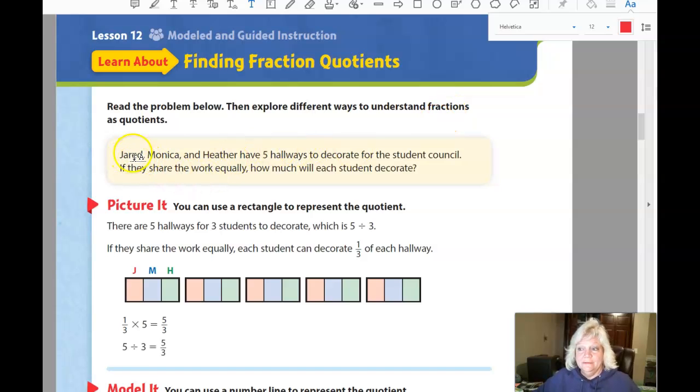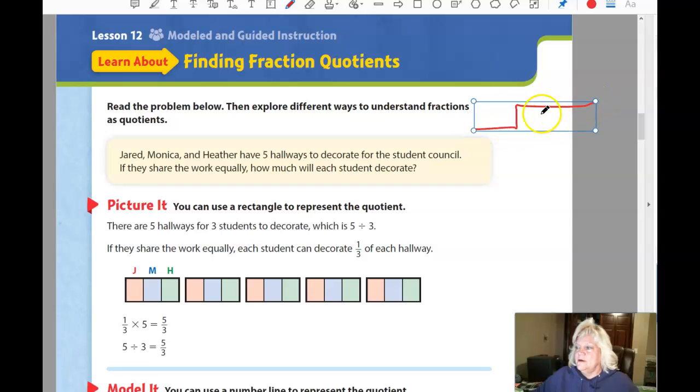So I've got Jared, Monica, and Heather, and they have 5 hallways to decorate for student council. Right away in my head, I'm thinking, okay, I've got 5 hallways. There are 3 kids. Let me go on and see if that's right. If they share the work, how much will each student have to decorate? Wow, I see that 3 goes into 5 at least one time. So I know that they all are going to have one hallway. That gets my mind thinking about math.